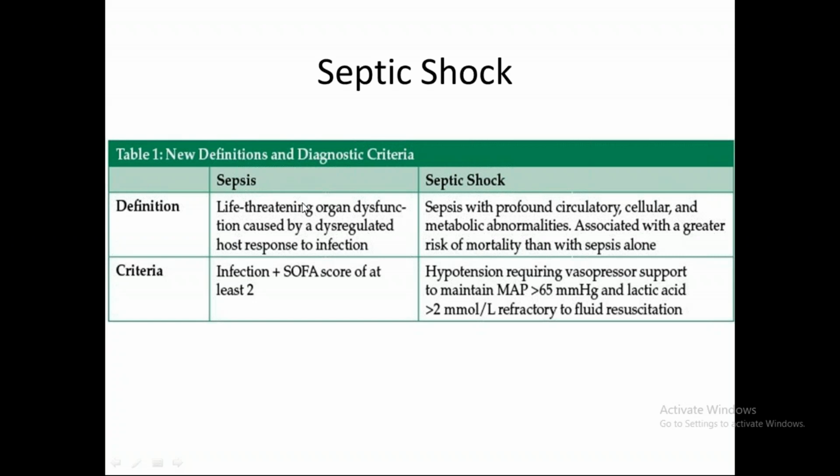is basically a life threatening organ dysfunction caused by a dysregulated host response to infection. There is infection and there is host. Infection host को हुआ and there is a dysregulated host response. This results in sepsis, right? So we define sepsis as infection plus a SOFA score of at least 2.